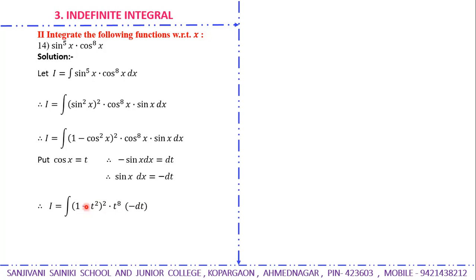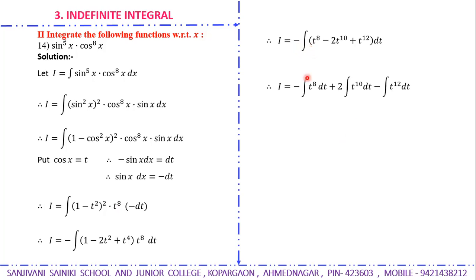Take the square of this first bracket and then multiply each of these terms by t raised to 8. So you get integral of t raised to 8 plus 2 times integral of t raised to 10 minus integral of t raised to 12. Here you have to use the integral of x raised to n dx is x raised to n plus 1 upon n plus 1. So minus t raised to 9 upon 9 plus 2 into t raised to 11 upon 11 minus t raised to 13 upon 13 plus c.